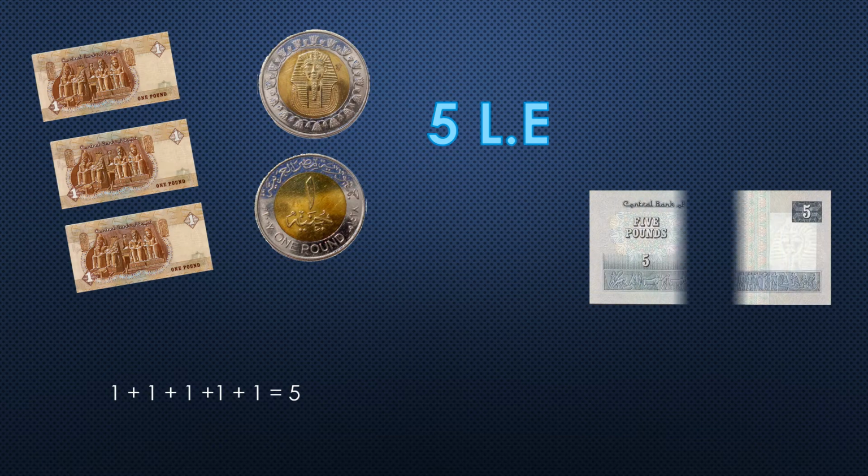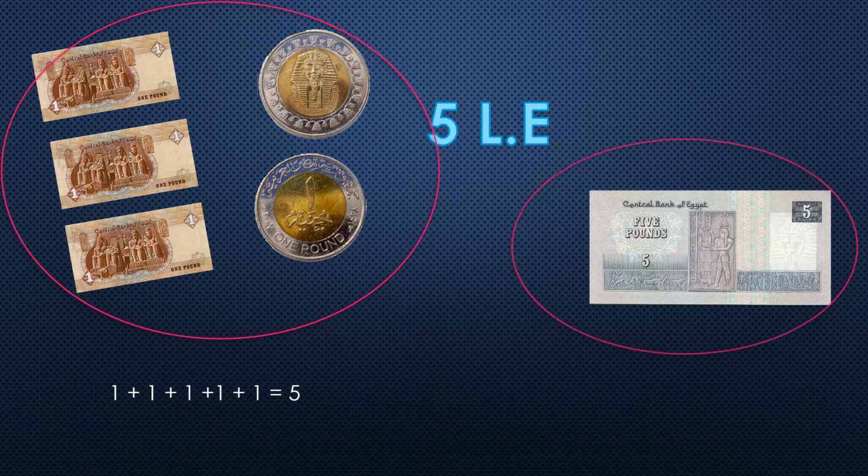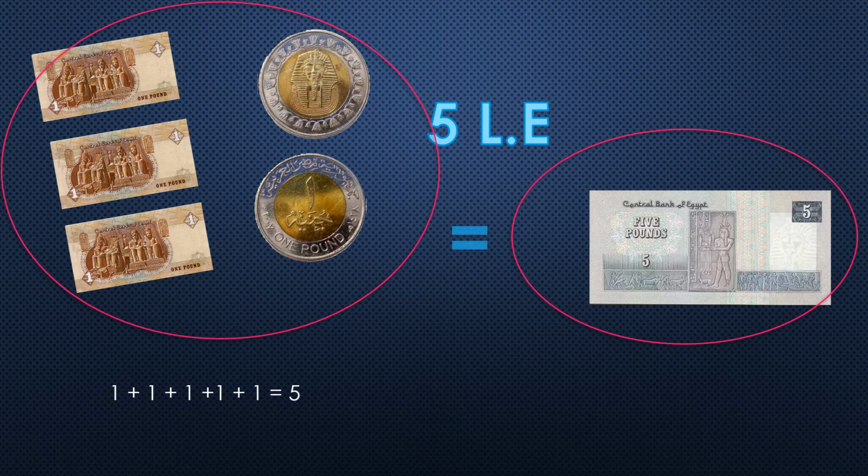Can anyone tell me, is this amount of money and this amount of money the same? Is it equal? Of course it's equal. Why, Miss Mona? Because here we have £5 and here we have also £5. So both of them are equal but in a different shape. Here we use 5 LE as 1 and 1 and 1 and 1 and 1, or we can use there one piece of paper. It's called 5 LE. So both of them are equal.